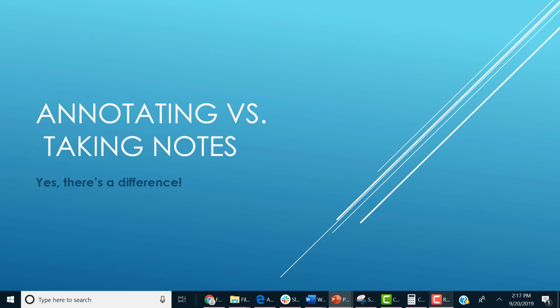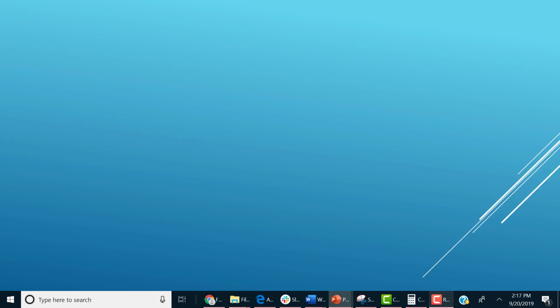Hello everyone. Today we're going to talk about annotating versus taking notes. And yes, there is a difference. We'll begin by talking about taking notes.